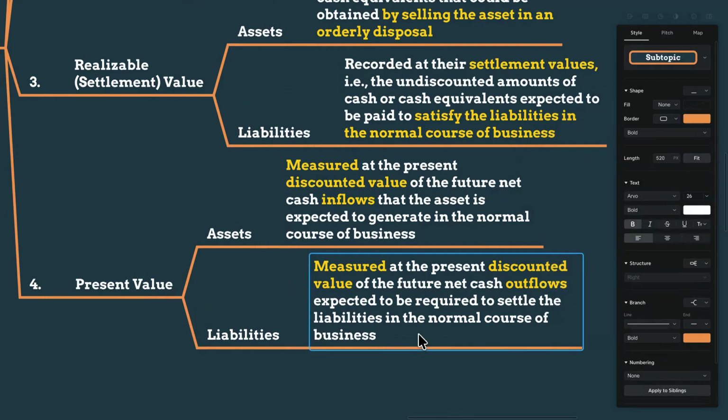So future net cash outflows expected to be required to settle the liabilities in the normal course of business are discounted using the present value factor. That is present value, right?